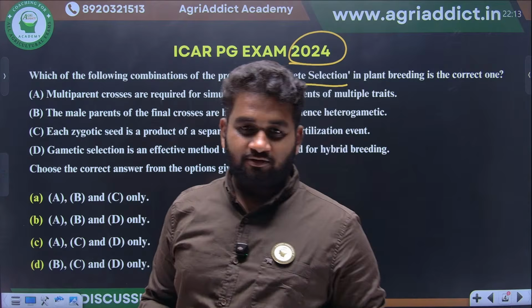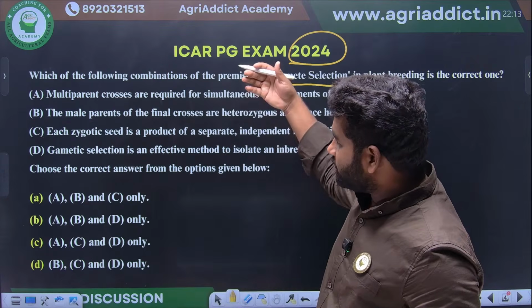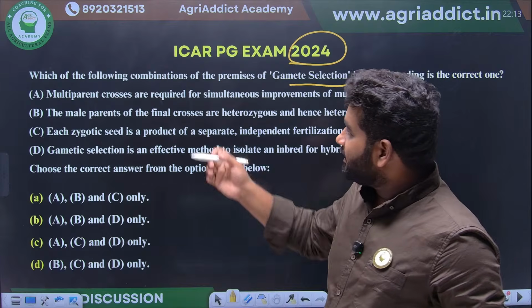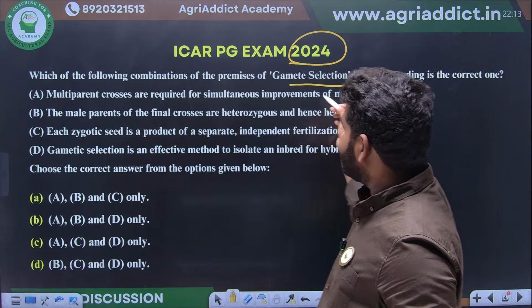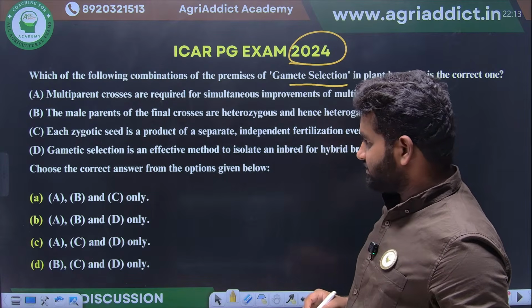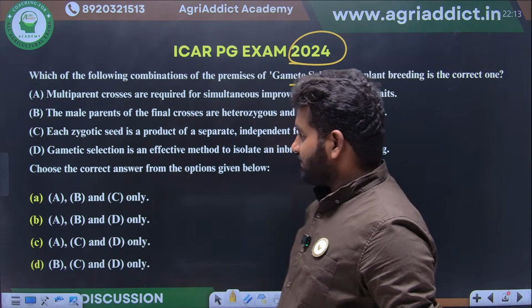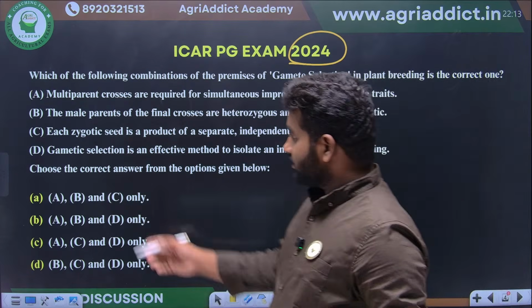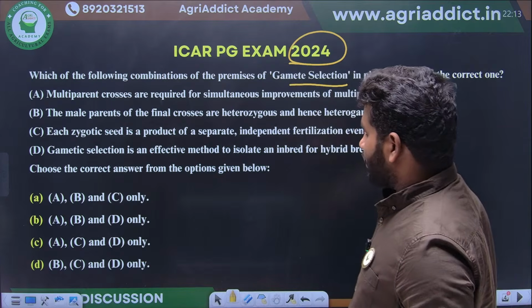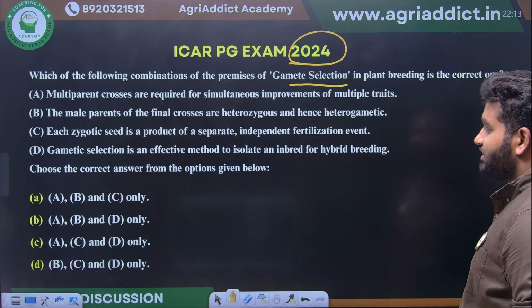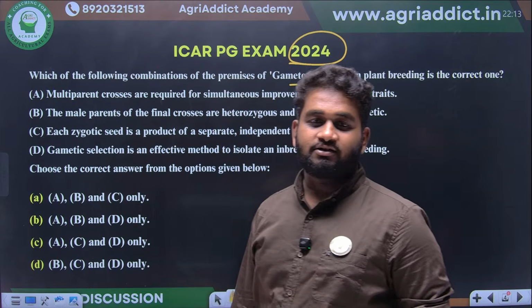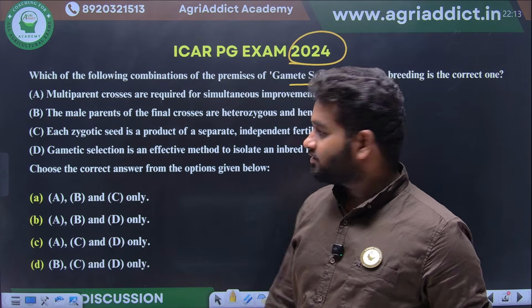Tell me the answer. They are asking which of the following statements are true regarding gamete selection. Multi-parent crosses are required for simultaneous improvement of multiple traits. The male parents of the final crosses are heterozygous and hence heterogametic. Each zygotic seed is a product of a separate independent fertilization event, and gametic selection is an effective method to isolate inbreds for hybrid breeding.